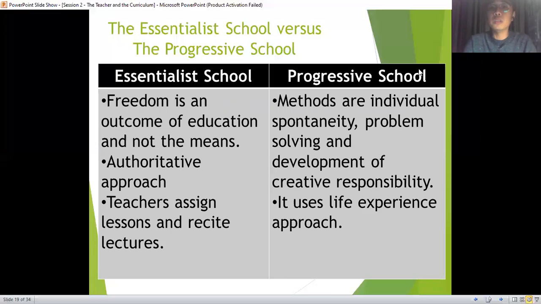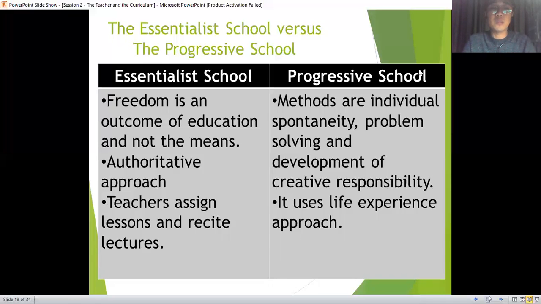Unlike in the progressive school, it's the other way around. Freedom is not only an outcome, but it comes even at the beginning and during the process. Why? Because you give freedom to your learners while they are doing the tasks. That's already freedom. So the progressive view says education is freedom itself. It's not only an outcome of education. Education itself is freedom because we need to give them freedom for individual spontaneity, problem solving, and development of creative responsibility. You let them explore. You give them what we call educational freedom, academic freedom.